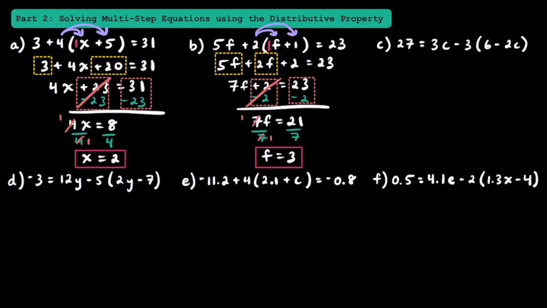Next, in example C, we have 27 is equal to 3c minus 3 times the quantity of 6 minus 2c.